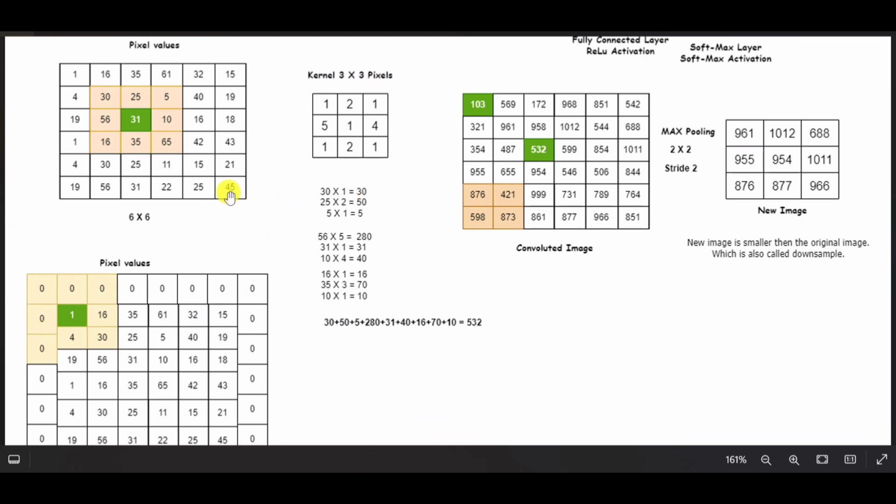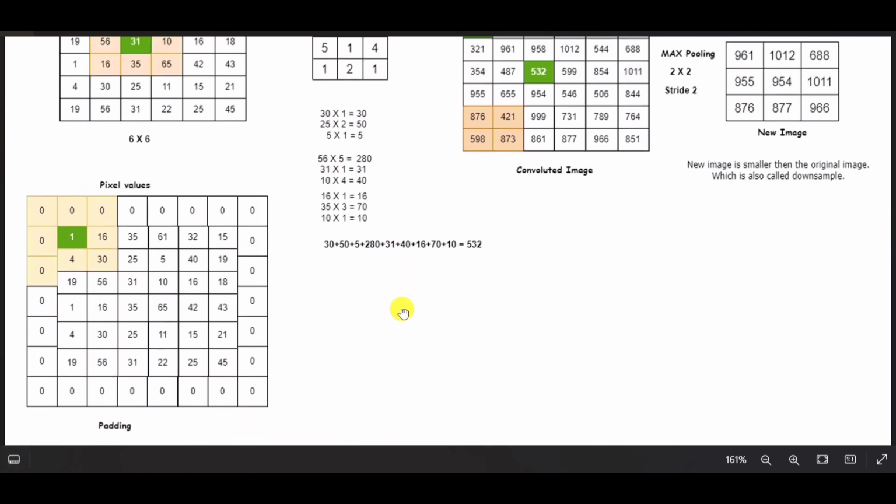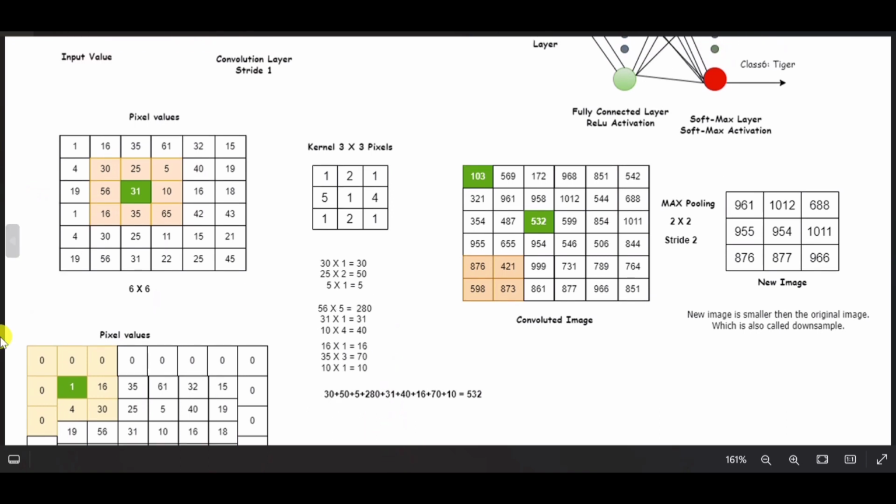Okay, so for edge values and corner values, we apply the paddings. Now you also understand the role of padding here. So finally, after all the cases, we will have this new image.